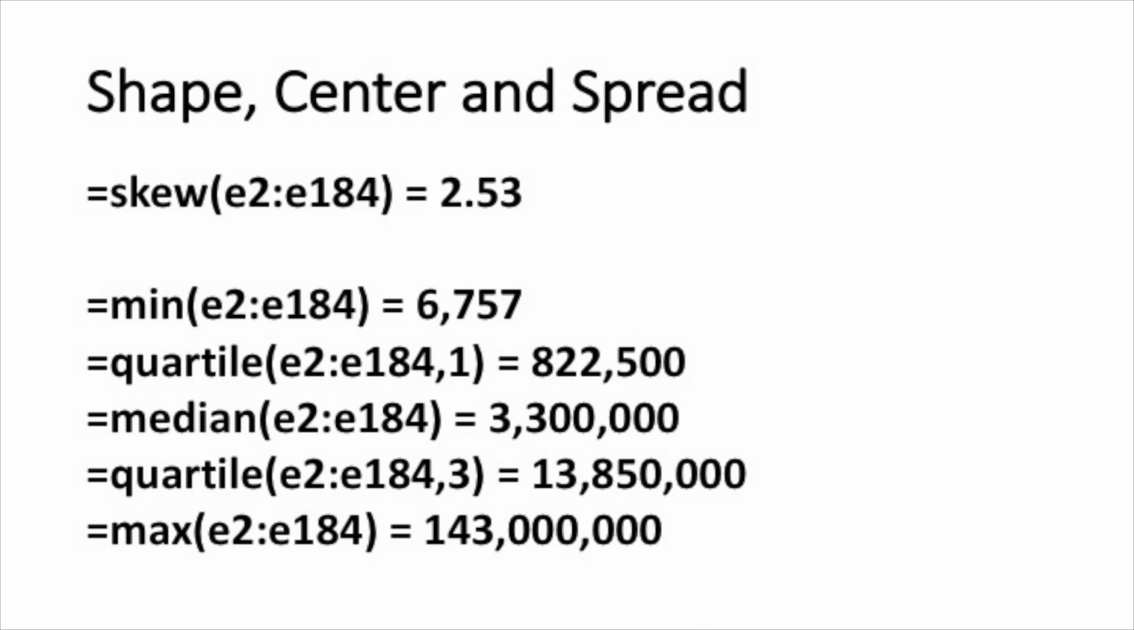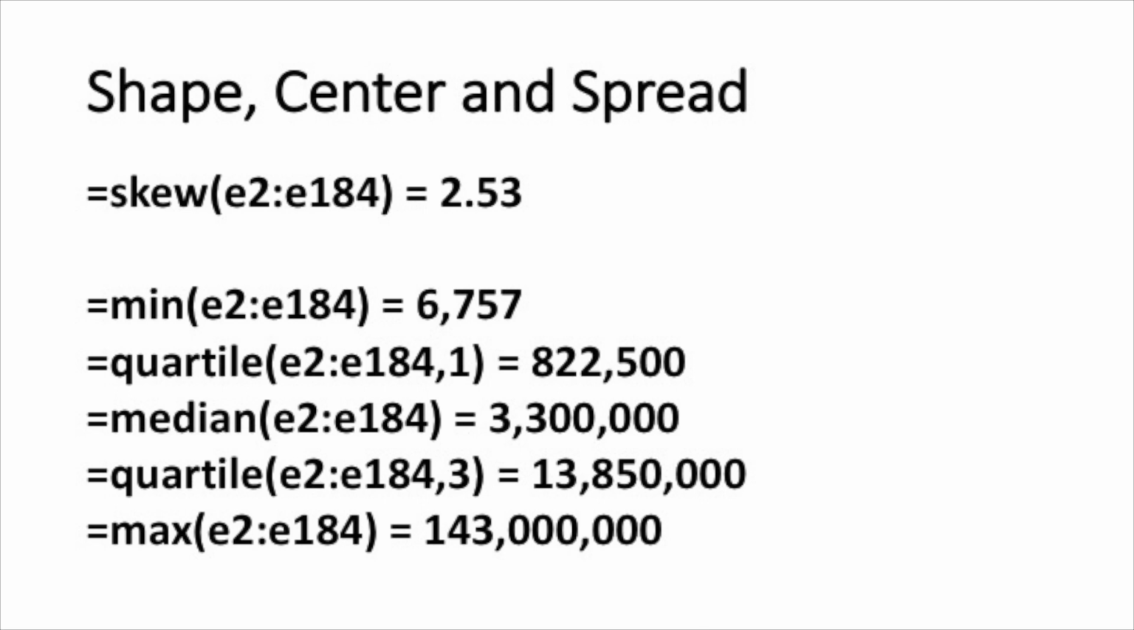For the first quartile, or the 25th percentile, we use the formula =QUARTILE(E2:E184,1). That's telling Excel it's the first quartile. And that's about 823,000 Instagram followers. For the median, we use the formula =MEDIAN(E2:E184). So the median is 3.3 million followers.